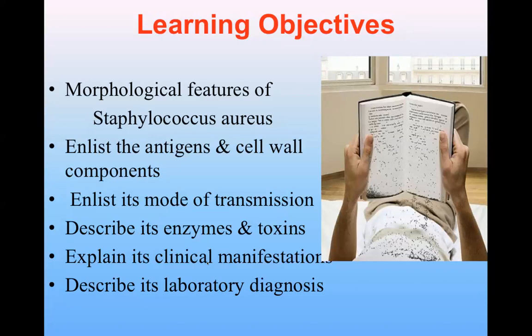Now, at the end of this topic, all of you should be able to give the morphological features of Staph aureus. You should be able to enlist the antigens, cell wall components, and modes of transmission. You should be able to describe the enzymes and the toxins and their effects. You should be able to explain the various clinical manifestations or the diseases produced by this pathogen, and you should be able to identify this in the laboratory.